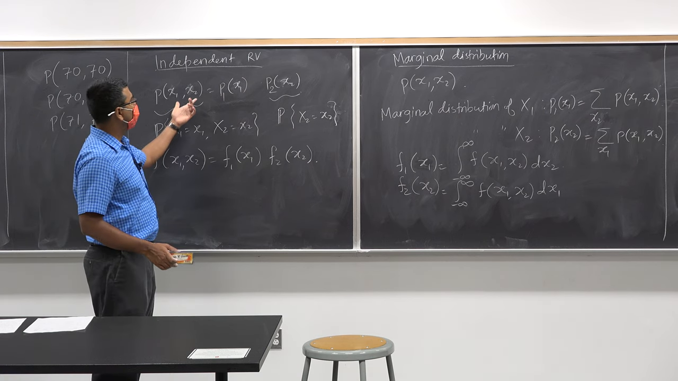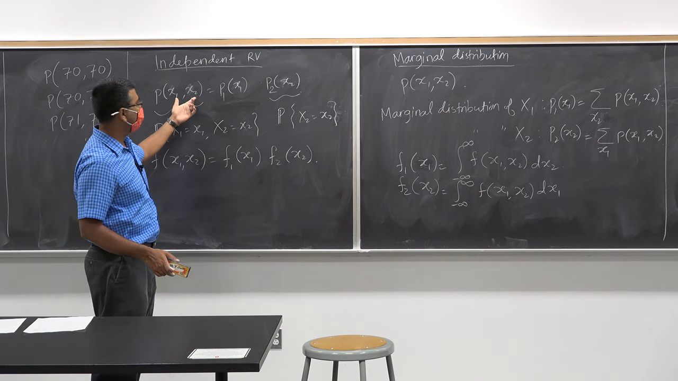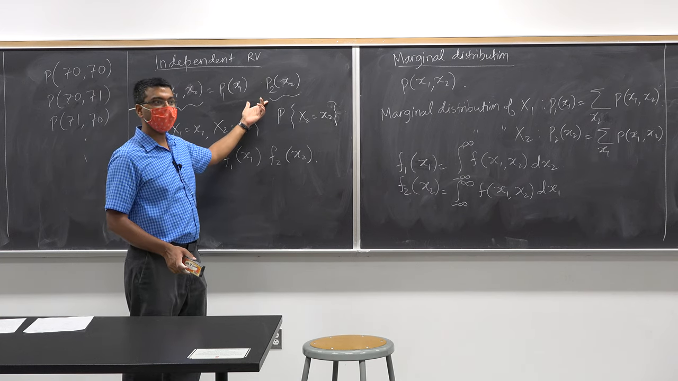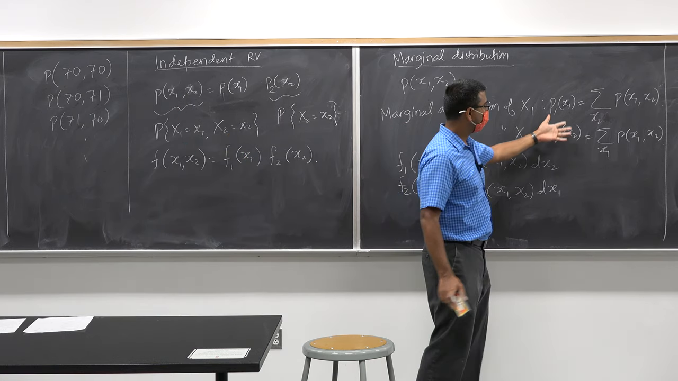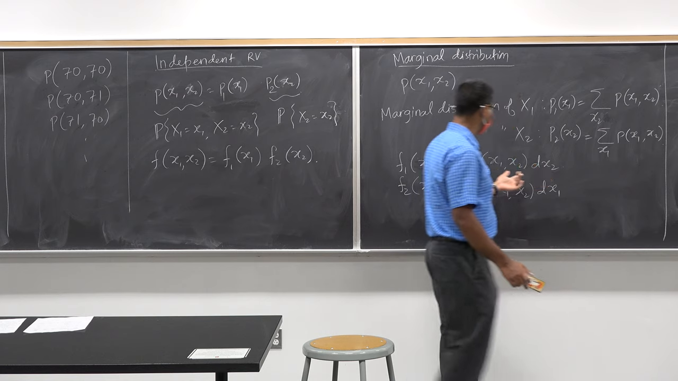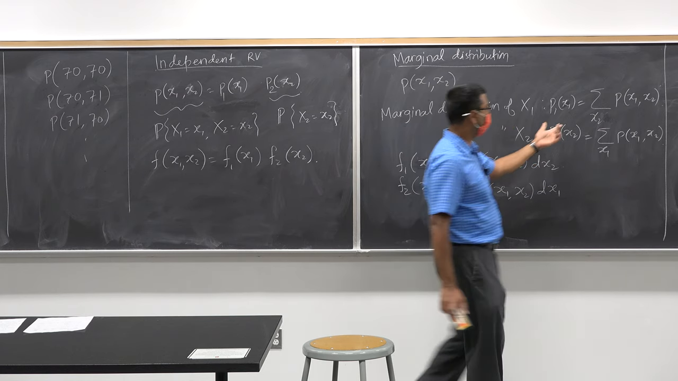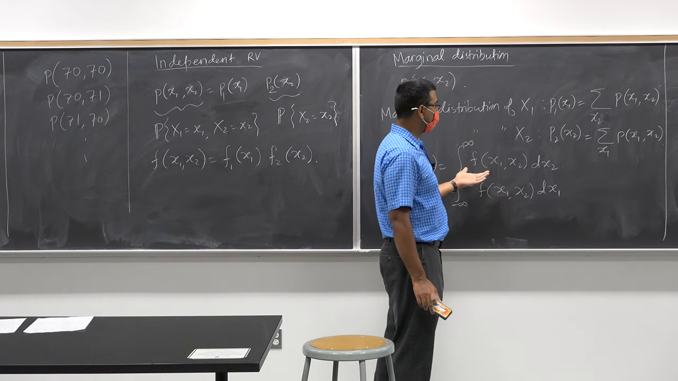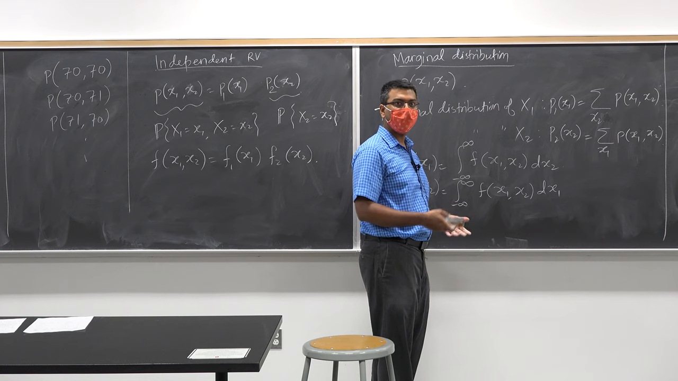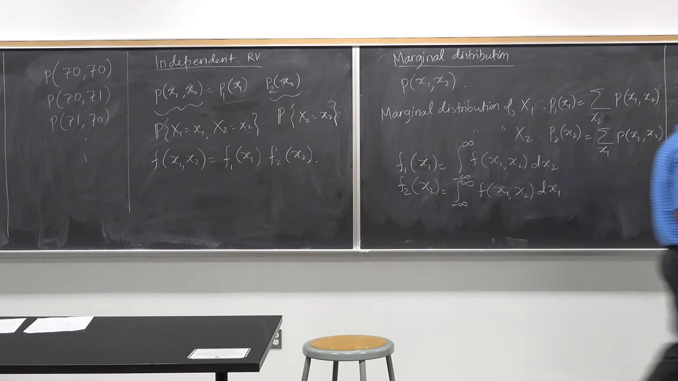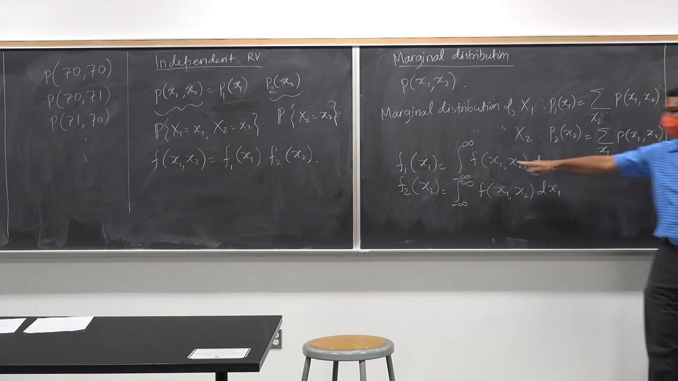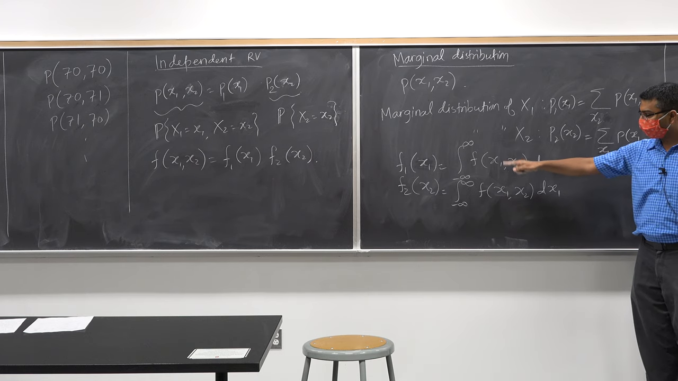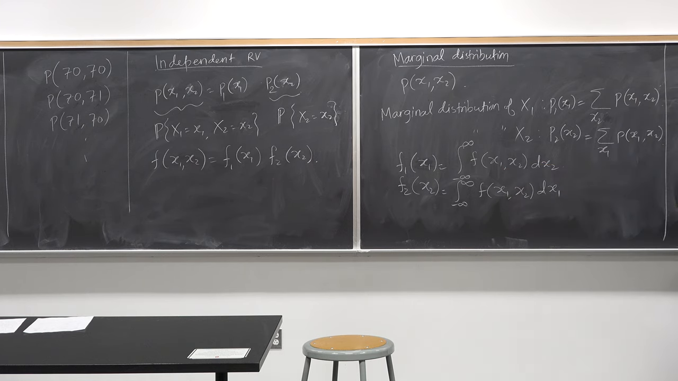So what do we notice? What happens in the case of independent random variables? The joint distribution is the product of marginal distributions. So this is how the marginal distribution is defined. You take integration with respect to the other variable or summation with respect to the other variable. I'm sure you all know by now that integration and summation are similar operations in the context of probability. When you have discrete, you do summation. When you have continuous, you do integration. When you have discrete, you look at the probability mass function. When you have continuous, you look at the probability density function.